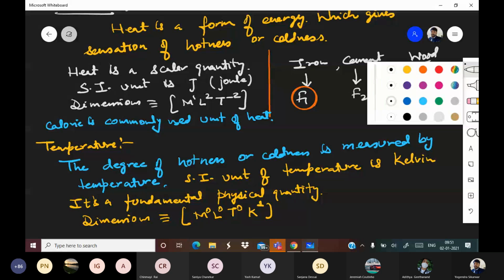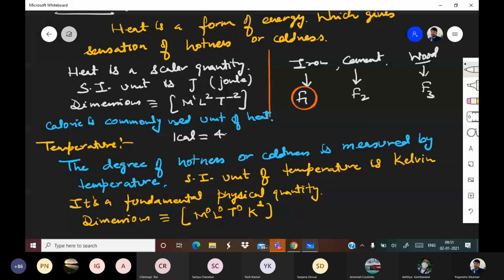So 1 calorie is equal to, actually it is 4.18, but for the sake of calculations, we take it as 4.2 joules. Okay. So basically calorie is a bigger unit. Remember this also: 1 calorie is equal to 4.2 joules. Any doubt, any question?